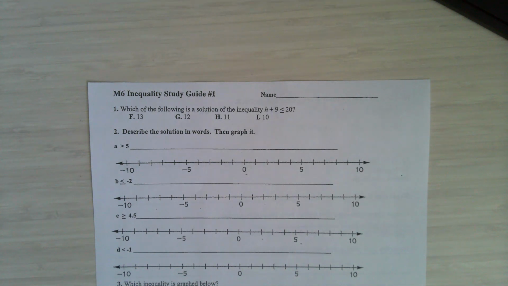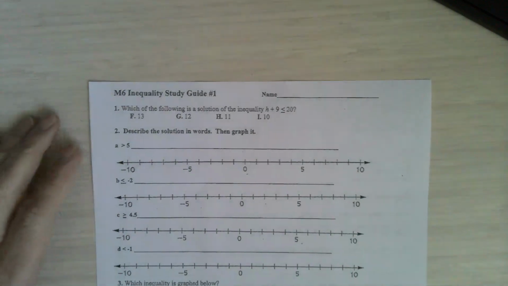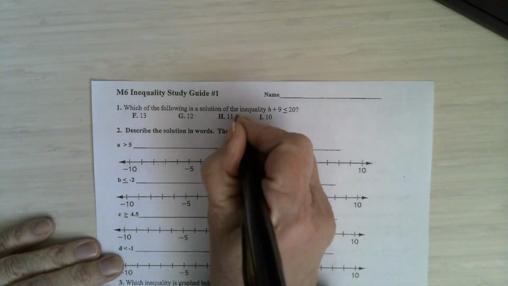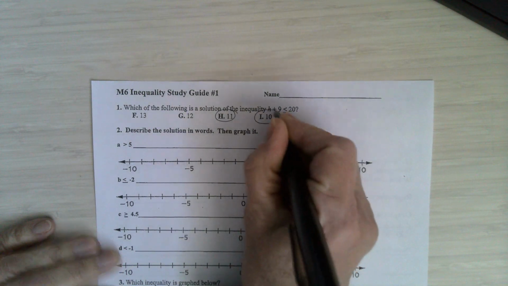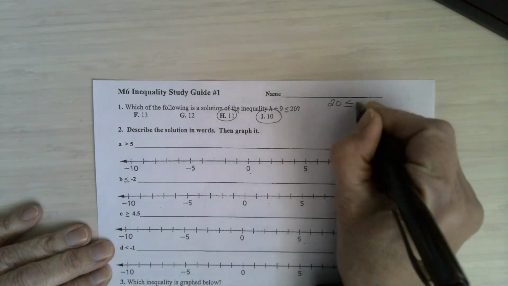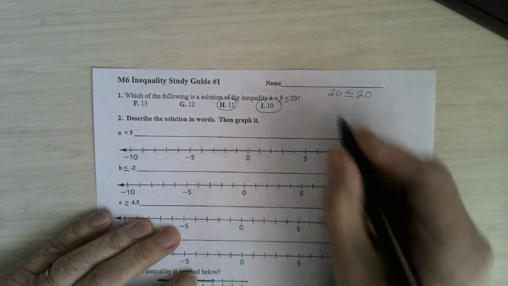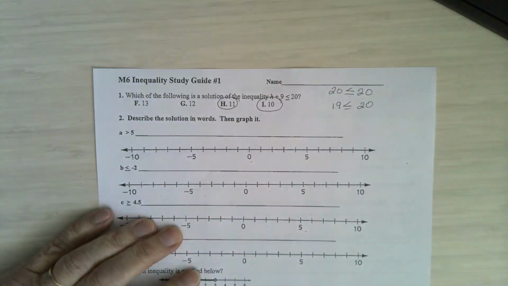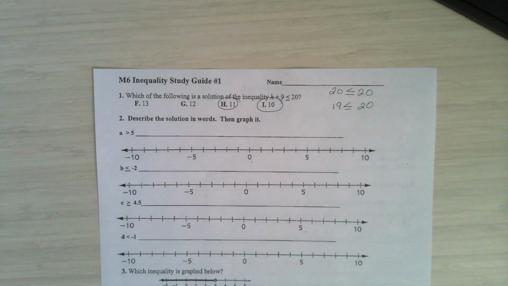Let's go. In number 1, there are 2 answers. It says, which of the following is a solution of the inequality h plus 9 is less than or equal to 20? Which of these will make this true? Well, there are 2 of them. 11 plus 9 is 20, and 20 is less than or equal to 20. The other choice I said is 10. 10 plus 9 is 19, and 19 is less than or equal to 20. Any questions? Great. Let's go on to the next problem.